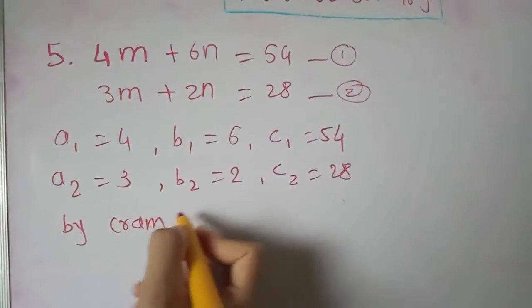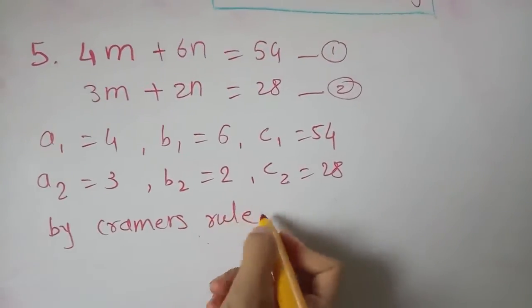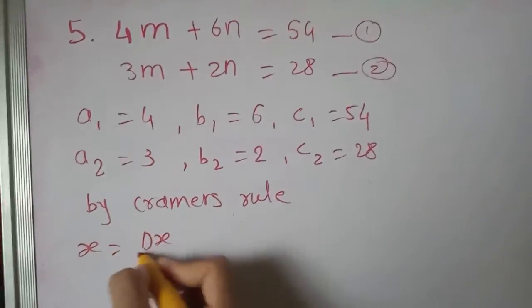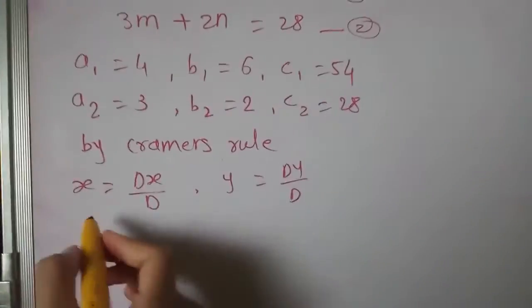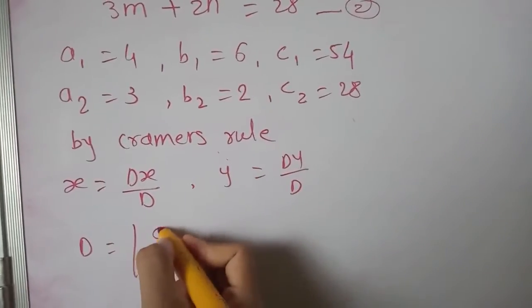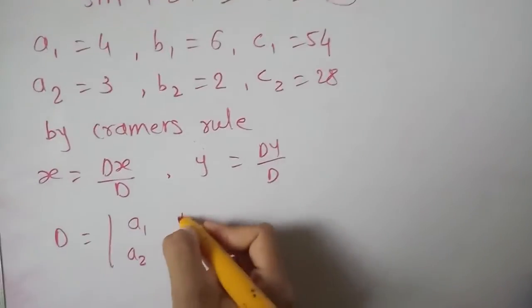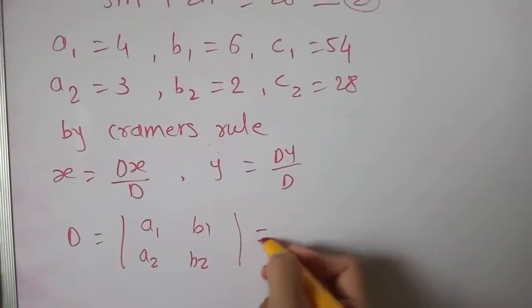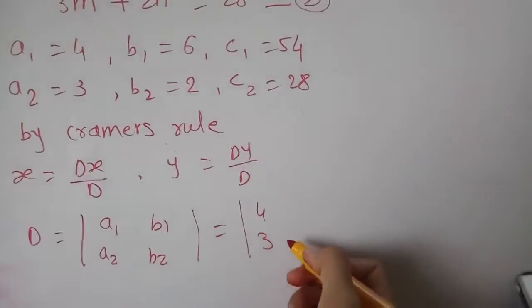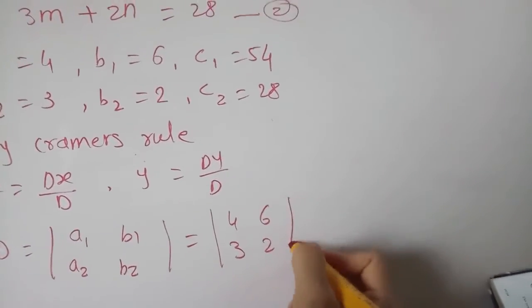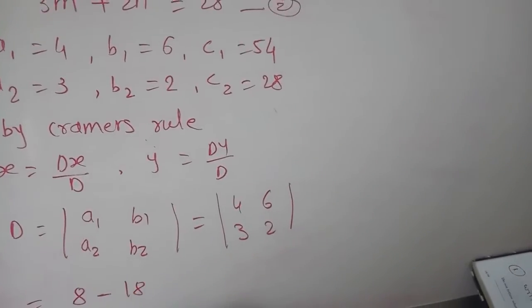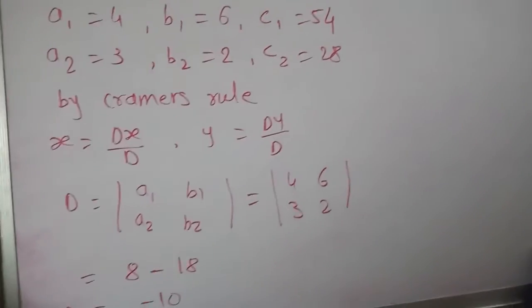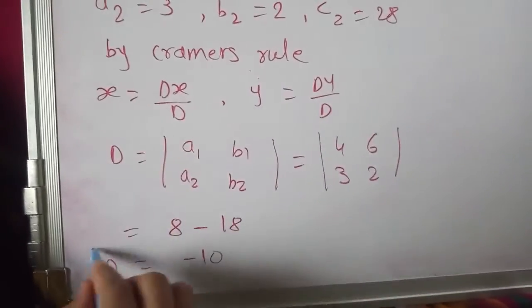So by Cramer's rule, x is equals to dx upon d, y is equals to dy upon d. So d is equals to determinant of a1 a2 and b1 b2 is equals to determinant of 4 3 6 2 is equals to 8 minus 18 is equals to minus 10. So value of d is equals to minus 10.